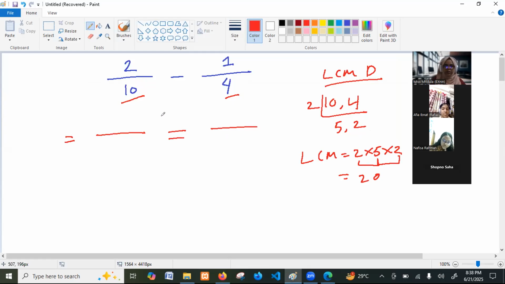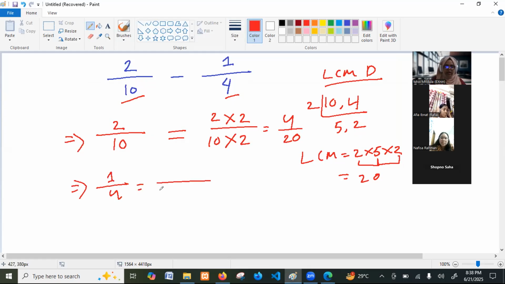So if I want to talk about the very first one, 2 by 10, how can 10 become 20? We can simply multiply by 2, right? The same thing we have to do with the numerator. So 2 multiplied by 2 will be 4, and down we get 20, what we need. And the second fraction, we also have to convert the denominator to 20. So 4 times 5 will be 20, right? So we have to multiply both the numerator and the denominator by 5. 5 ones are 5 and 4 5s are 20.